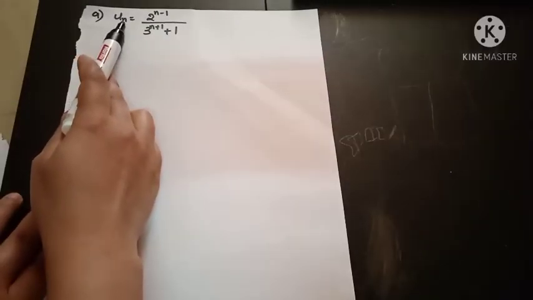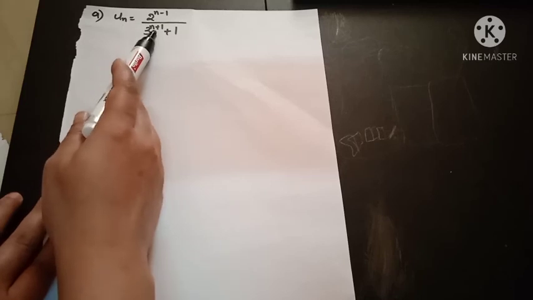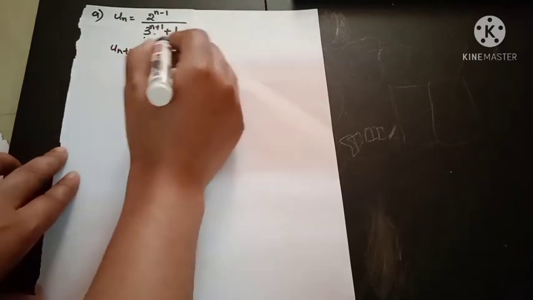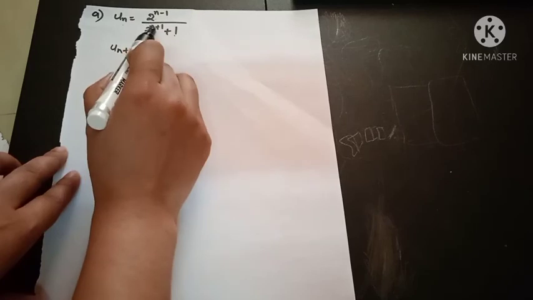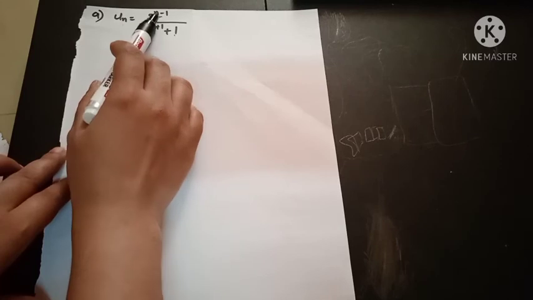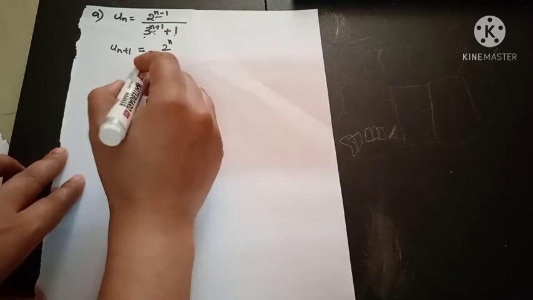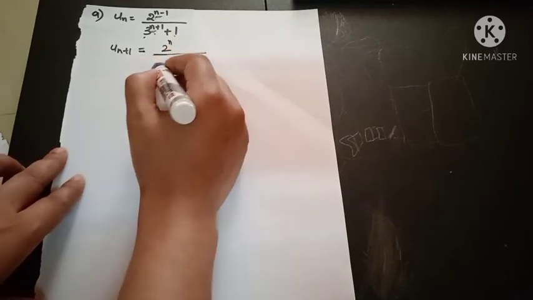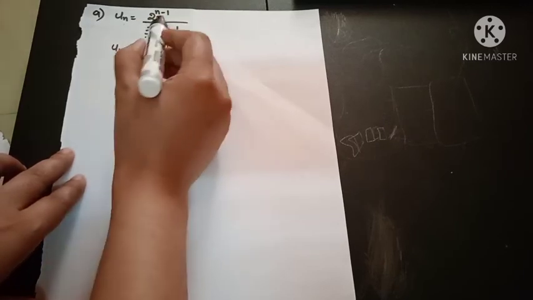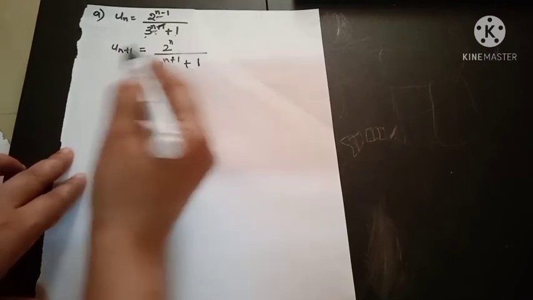Ninth problem: un is equal to 2 to the power of n minus 1 upon 3 to the power of n plus 1 plus 1. So what will be our un plus 1? Replace n by n plus 1 everywhere, since n is there in each place. What we get is 2 to the power of n upon 3 to the power of n plus 1 plus 1.